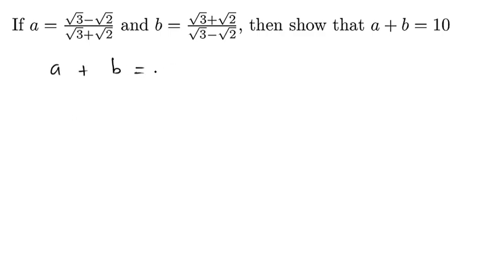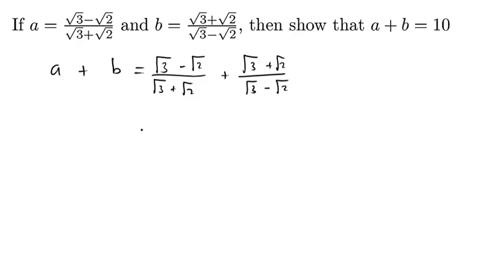is equal to, so what is our A? Our A is root 3 minus root 2 over root 3 plus root 2. We're adding this to B, which is root 3 plus root 2 divided by root 3 minus root 2. Okay, so what we can do here is add these two by finding a common denominator. The common denominator will simply be the product of the denominators.